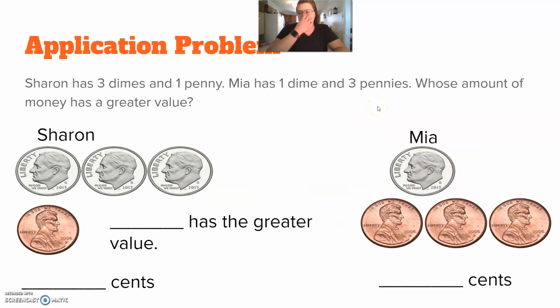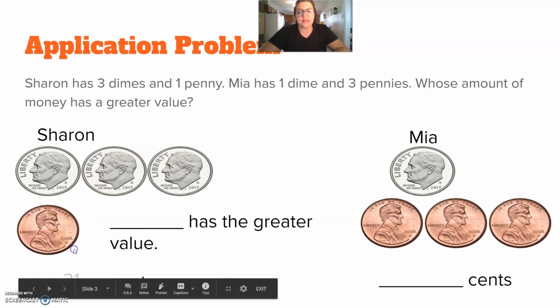So this is our application problem. Sharon has 3 dimes and 1 penny. Mia has 1 dime and 3 pennies. Whose amount of money has a greater value? So we already have Sharon's money here and Mia's money here. So Sharon has 3 dimes, 1 penny. Remember, dime, dime, 10 all the time, and penny, penny, worth 1 cent. So if you count Sharon's change here, she has 10, 20, 30, 31 cents.